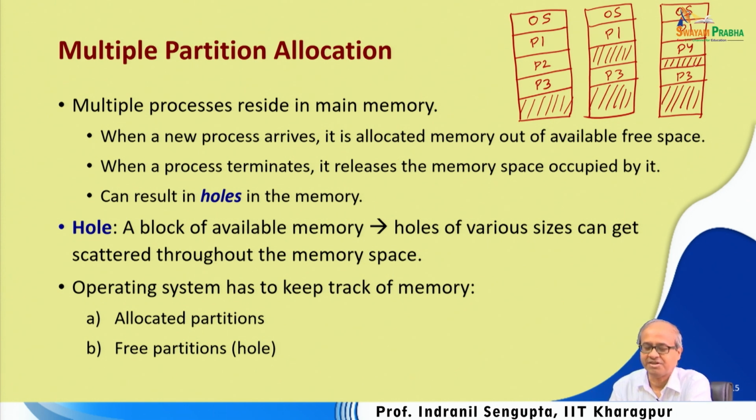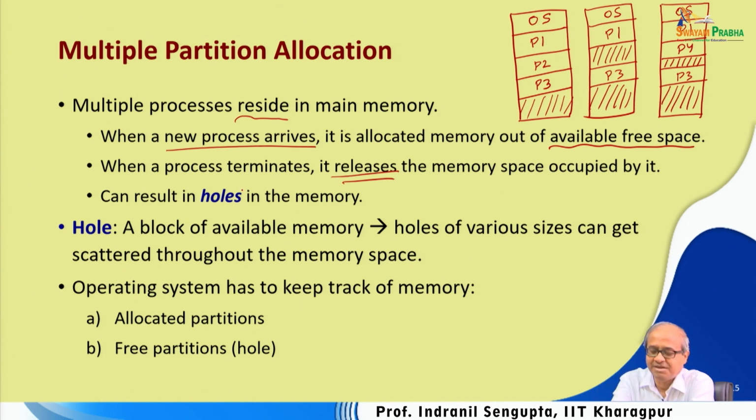Now let us see what is written here. Multiple processes reside in main memory, fine. When a new process arrives, it is allocated memory out of the available free space. Here, the space released by P2 was free, so P4 was allocated there. When a process terminates, like here P2 terminated, it releases the memory that was occupied by it.